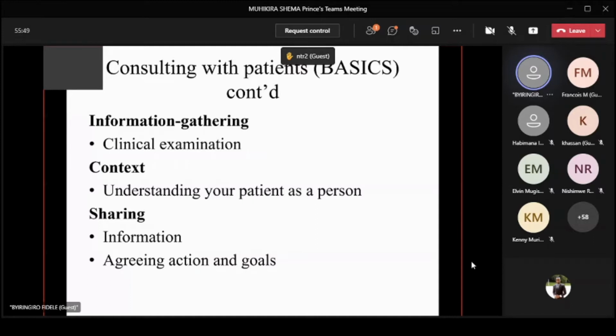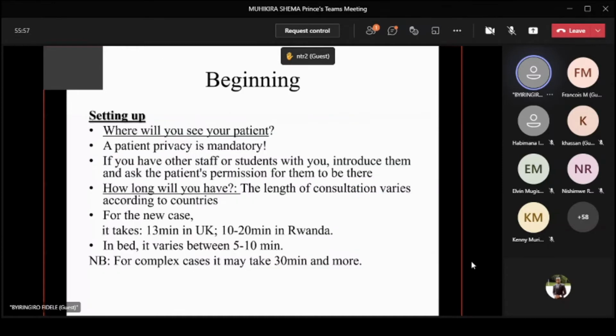So how do you make your setup? Where will you see your patient? The patient privacy is mandatory, always. If you have other staff or students with you, introduce them and ask the patient's permission for them to be there. How long will you have? The length of consultation varies according to the countries. For a new case, it can take up to 13 minutes in the UK, 10 to 20 minutes in Rwanda.